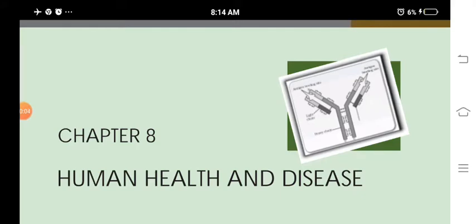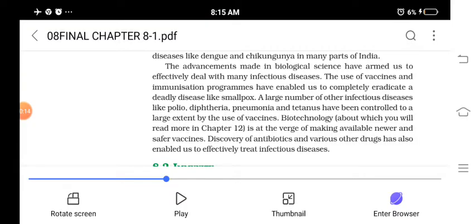So, we were studying about human health and diseases, chapter 8. In the previous class, we have studied about various diseases caused by different agents, and the symptoms and the method by which they spread. All that we have discussed, isn't it? Bacterial diseases, viral diseases, protozoan diseases, fungal diseases, and the diseases caused by worms. So, we were studying in general about all this.